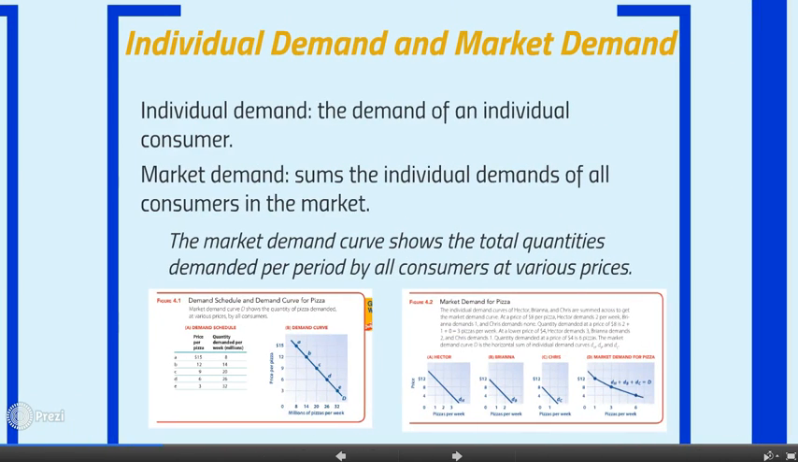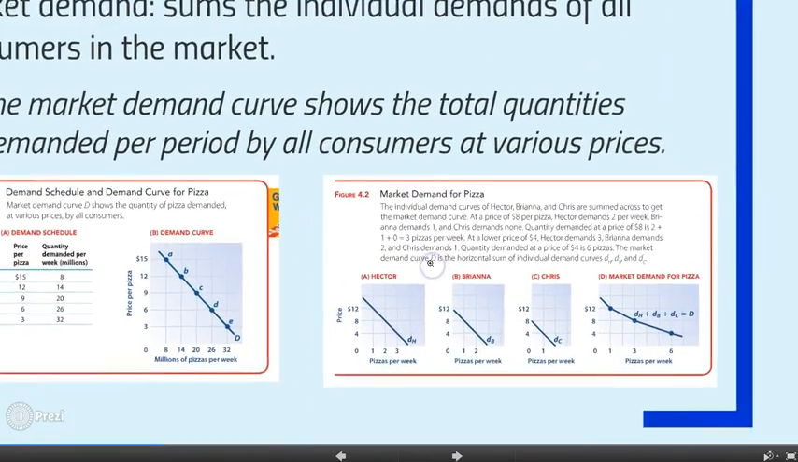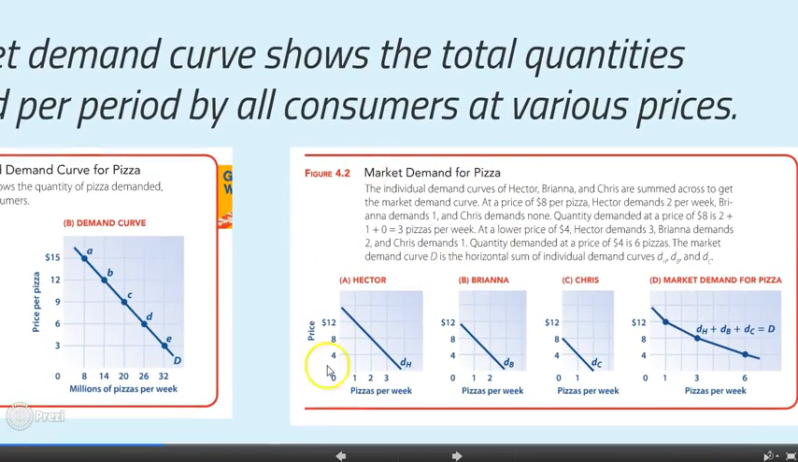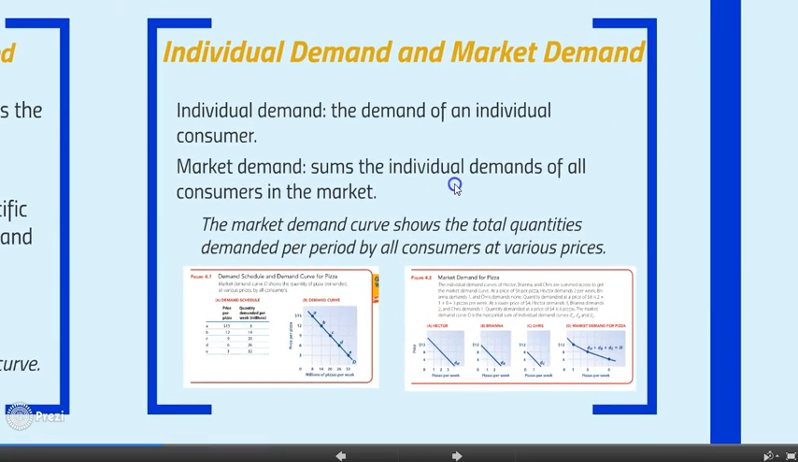And then individual demand and market demand. Individual demand, I'm going to zoom in right here. If you just say pizza, I've got individual demand. Hector, at $12, he demands one pizza. Brianna, at $12, she doesn't demand any pizza. And then Chris, at $12, no pizza for Chris either. At $4, 3 pizzas, 2 pizzas, 1 pizza. So at $4, we would be getting 6 pizzas. So individual demand is the demand of an individual consumer.